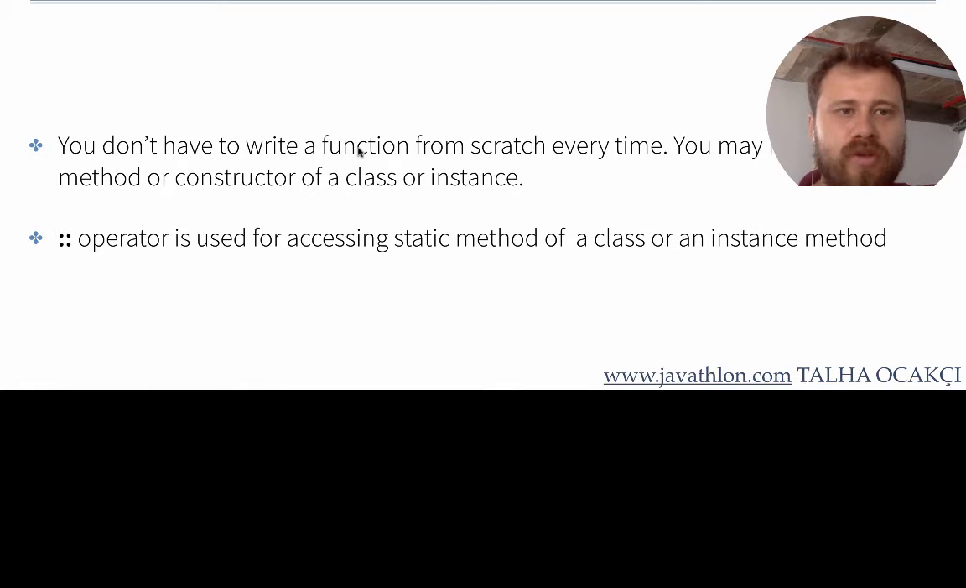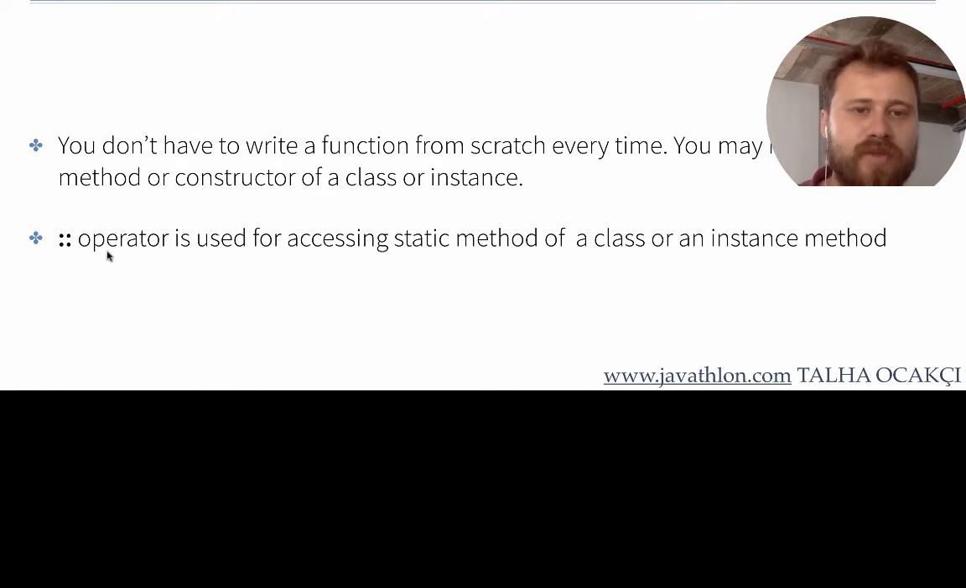Hi, in this chapter we will talk about method and constructor references. We will talk about this operator. While writing functional programming applications, you don't have to write a function from scratch every time because you have some pre-developed methods and constructors inside your classes. That's why you may refer to a method or a constructor of a class or an instance of this class. To access a method or constructor of a class or instance, you use this operator.